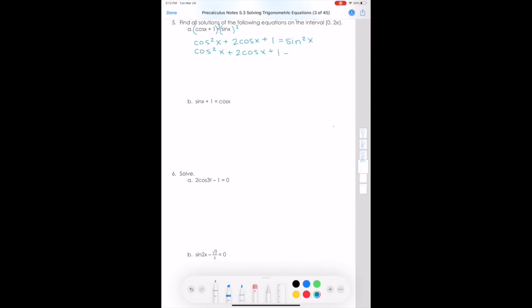All right, I want all of these to be cosines, so I'm switching sine squared x to 1 minus cosine squared x by the Pythagorean identity. And then I'm going to move 1 minus cosine squared x to the other side. So adding cosine squared x and subtracting 1, setting it equal to 0 so that I can factor and find my two answers.